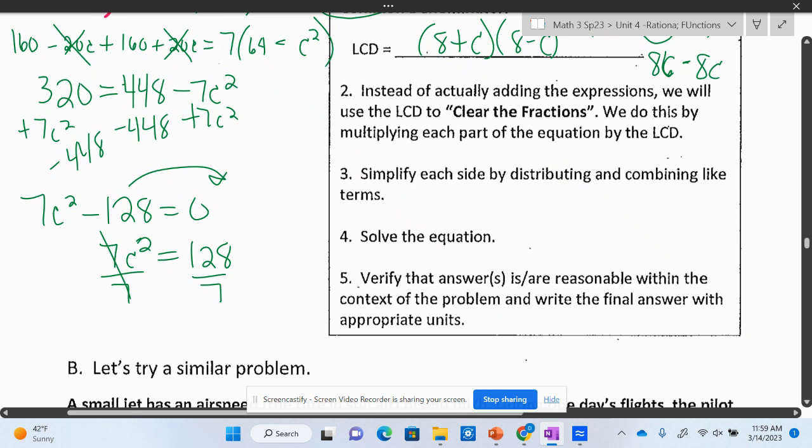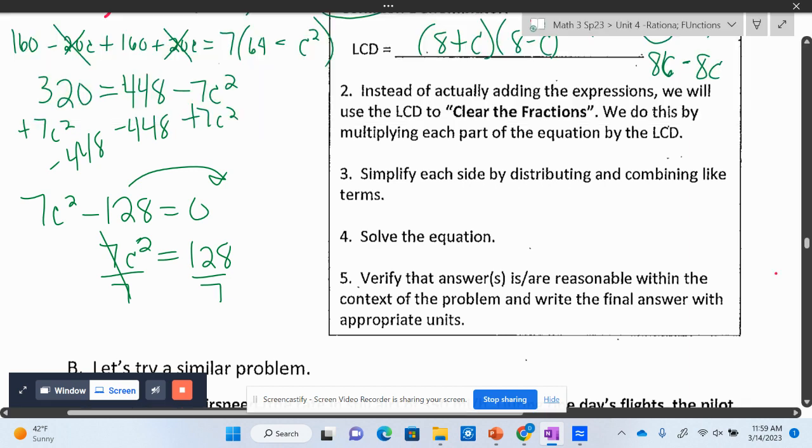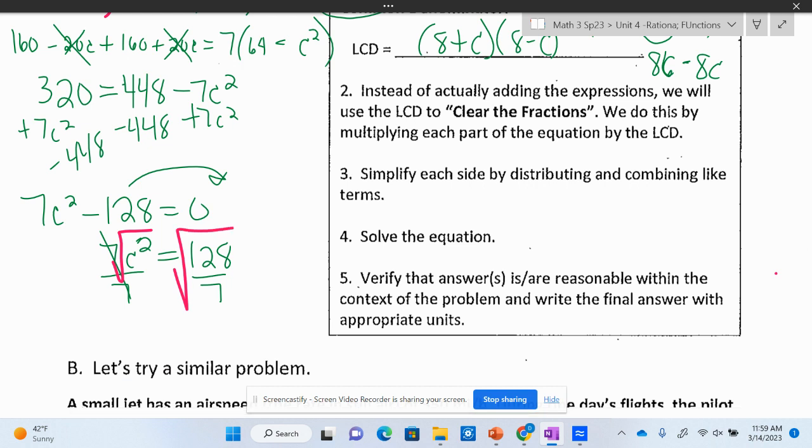How would I solve for c? The speed of the current. What do I have to do to both sides to get rid of that c squared? Square root. So take the square root of both sides. In your calculator, hit the square root button, parenthesis, 128 divided by 7, close your parenthesis. It's going to tell you that c is about what value? I think I did 2 decimal places. 4.28. That's the rate of the current.